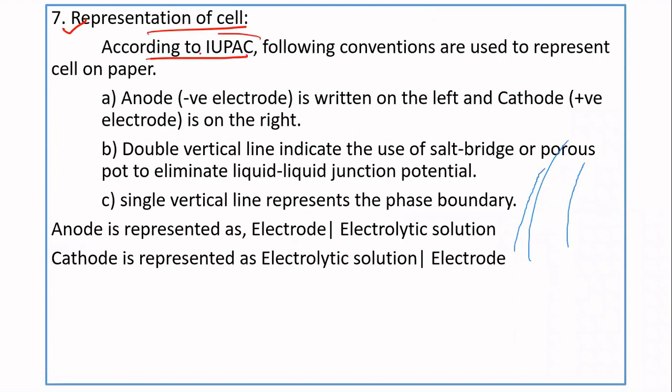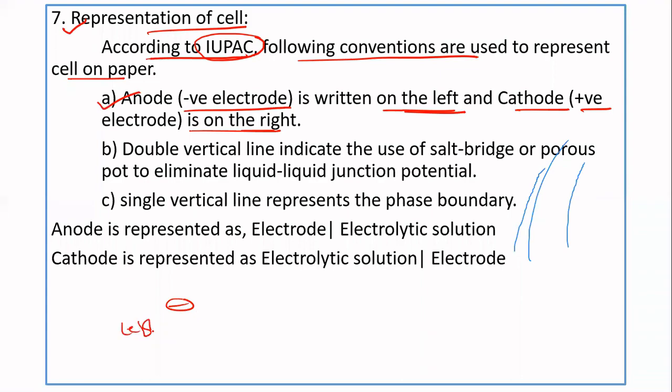And the last point is representation of cell. According to IUPAC, that is International Union of Pure and Applied Chemistry, the following conventions are used to represent the cell on paper. So first is anode, that is negative electrode, written on the left side. This is important. And cathode, that is positive electrode, is on the right. That means whatever the negative electrode, that is anode, is on the left side. So on the left side you have to write the anode, and on the right side you have to write the cathode electrode.